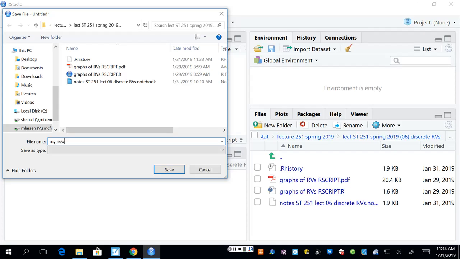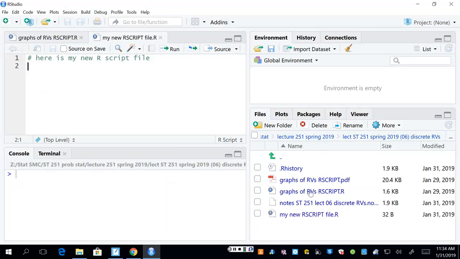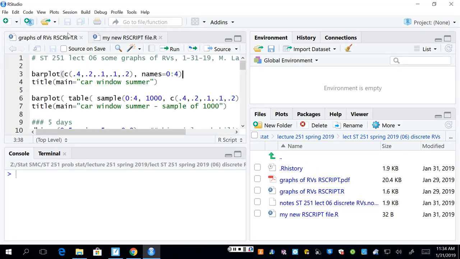So my new R script file is saved down here in this list of things. If I had a bunch of commands that I wanted to run, for some of the homework, a senior project, or some other thing for a class, you can type a bunch of commands and save them, so the next time you go to it, you can do that. Keep it.